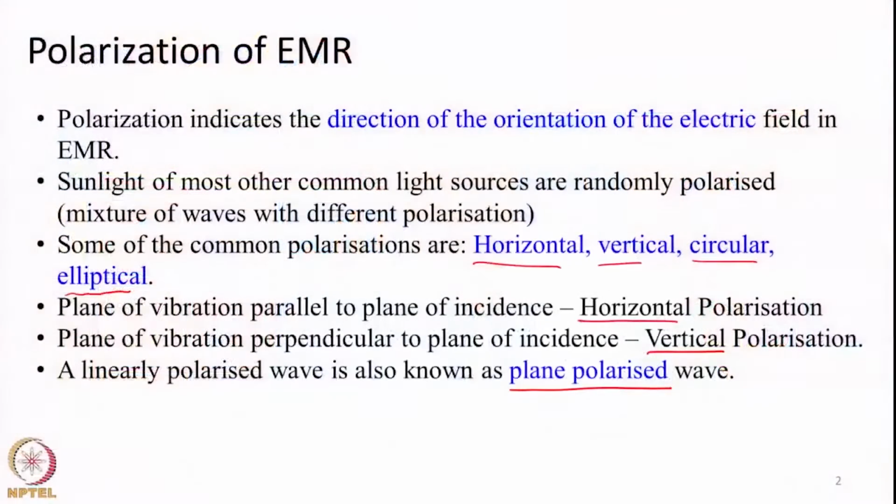Hello everyone, welcome to the course Remote Sensing Principles and Applications, and in today's lecture we are going to continue with the properties of EMR. In the last class we discussed two important properties of electromagnetic radiation. One is polarization, which indicates the orientation of the electric field within the electromagnetic radiation. Based on the orientation of the electric field with respect to the plane of incidence, we can classify the polarization as horizontal, vertical or even circular.